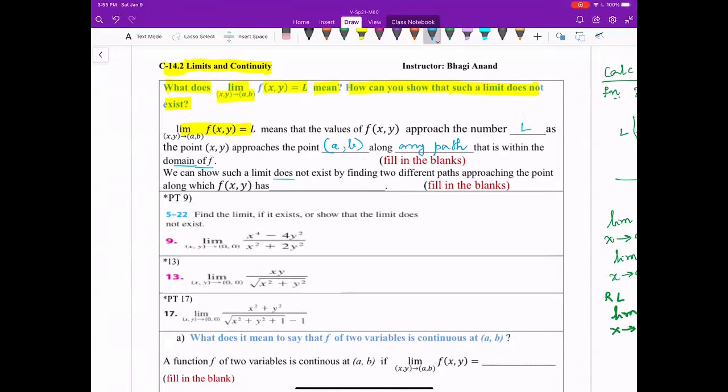We can show that such a limit does not exist, which is easy to do. The limit does not exist if we find two different paths approaching the point along which f(x, y) has different limits. All you need to do is consider two paths approaching the point. If f(x, y) has two different limits along those two paths, then the limit does not exist.